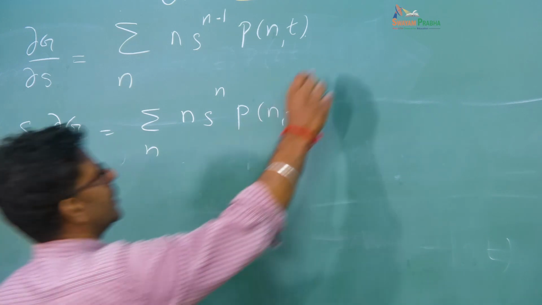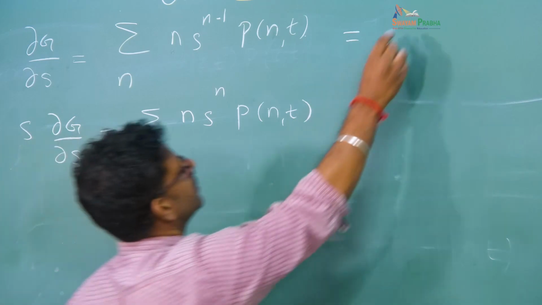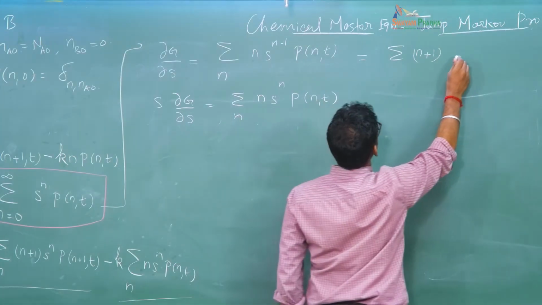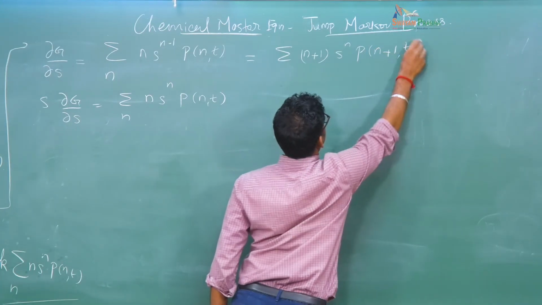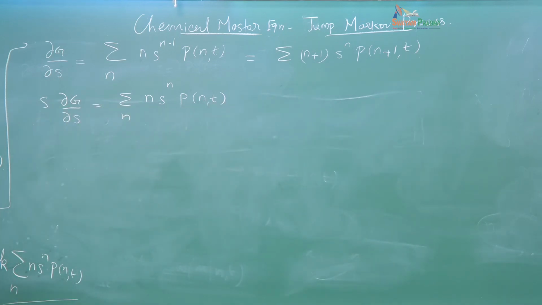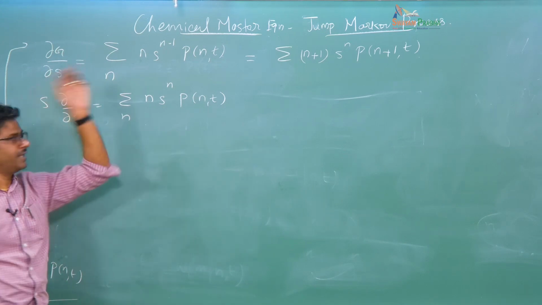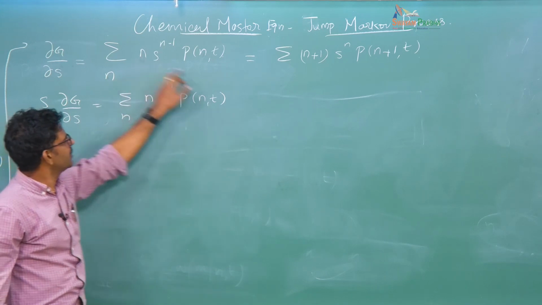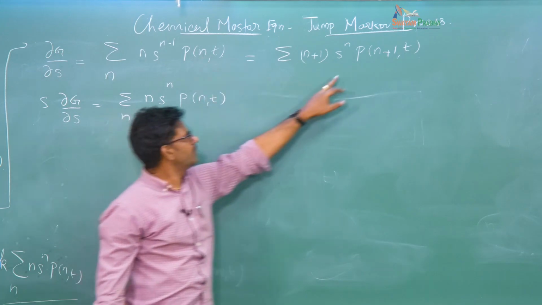Now what I can also do here is substitute n with n plus 1. I am just changing the variable. Whatever I have as n, I can replace with n plus 1, because n is a dummy variable I am summing over. If I write n as n plus 1, this term becomes s to the power n, and p of n plus 1 plus t.